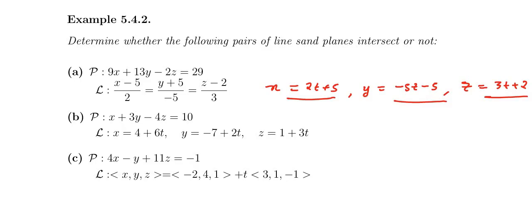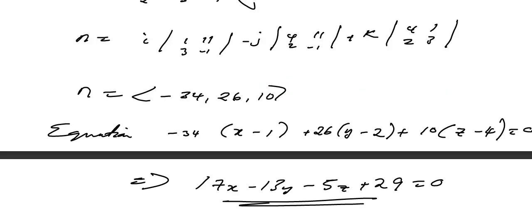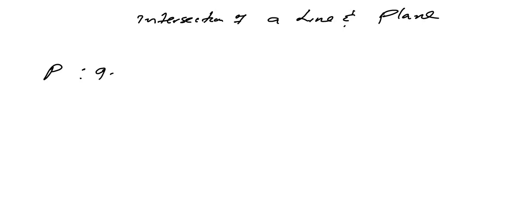Then we replace them in the original equation for the plane. Where there's x, we'll put this; where there's y, we'll put this; where there's z, we put this, in the equation for the plane. So here we're doing the intersection of a line and a plane. The equation of the plane was given to be 9x plus 13y minus 2z is equal to 29.